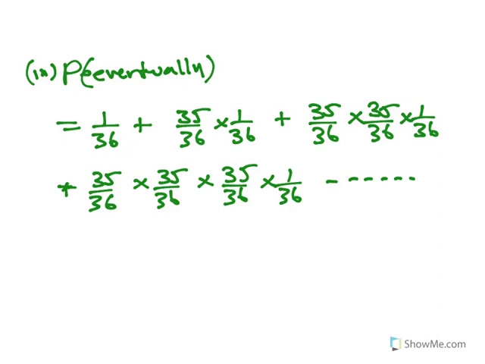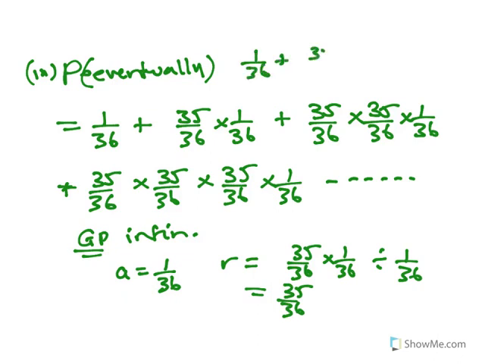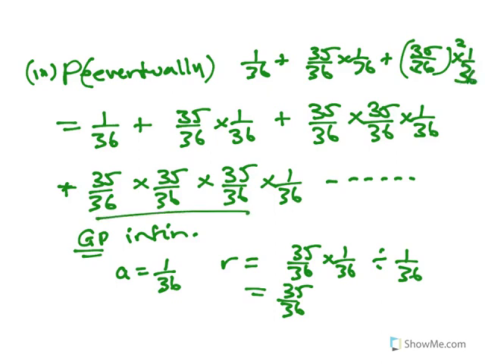So if you look at this, this is actually a geometric infinite series. So A would be equal to 1 on 36, and R would be 35 on 36, that's the second term, divided by 1 on 36, which gives you 35 on 36. Because if you look at these, that's what they're going up by. So it's 1 on 36 plus 35 on 36 times 1 on 36 plus 35 on 36 squared times 1 on 36. And then the next one will be cubed, and then etc.